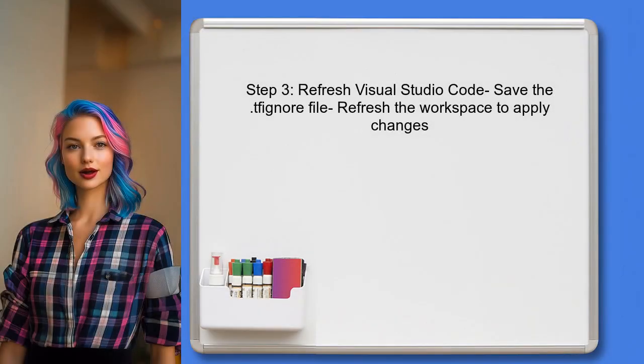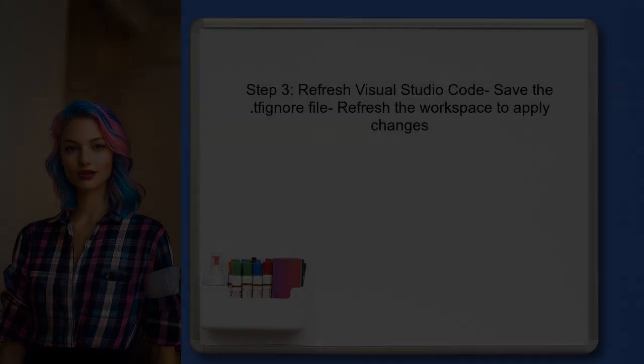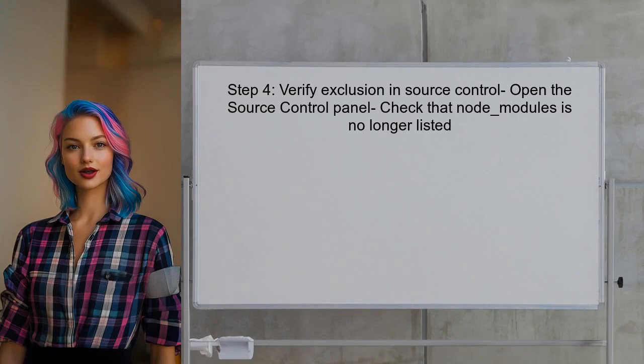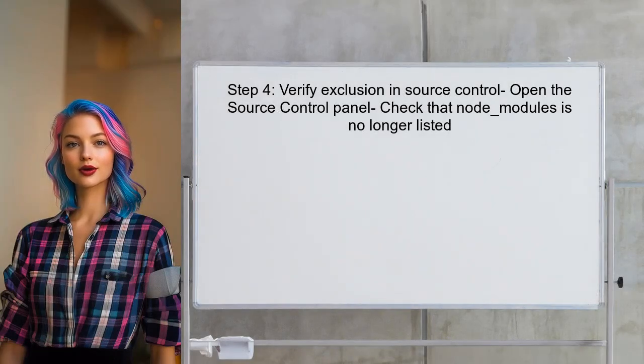After saving the .tignor file, the user should refresh their Visual Studio Code workspace. This will ensure that the changes take effect and the excluded files are no longer tracked. Finally, the user can verify that the Node Modules folder is excluded by checking the source control panel. The excluded files should no longer appear in the list of changes.